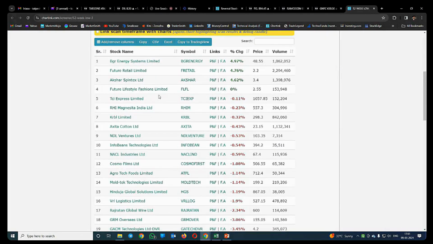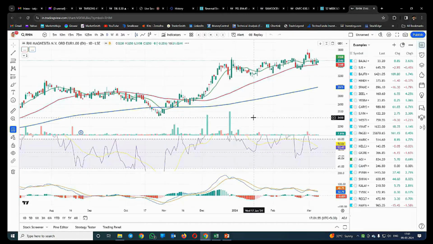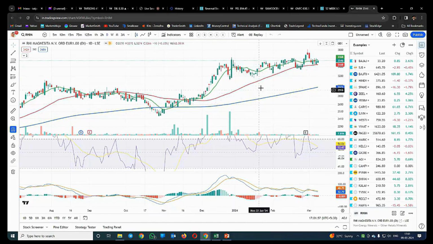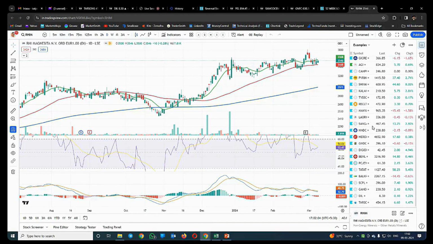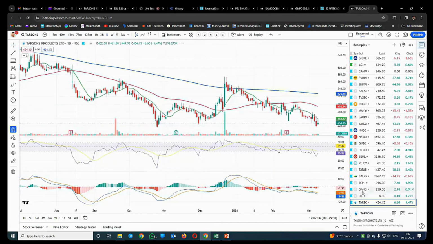BIS follows like this. RHI, let's see RHI. See, RHI is again at 50 support. But again, there's no pattern formed. One more thing, yeah, you can see this kind of pattern also.